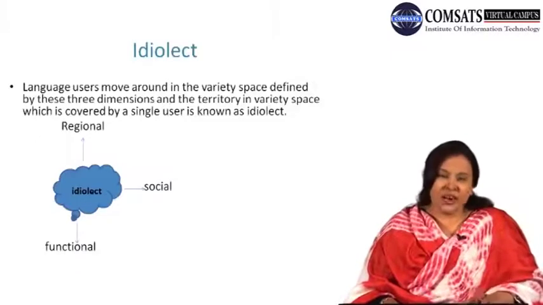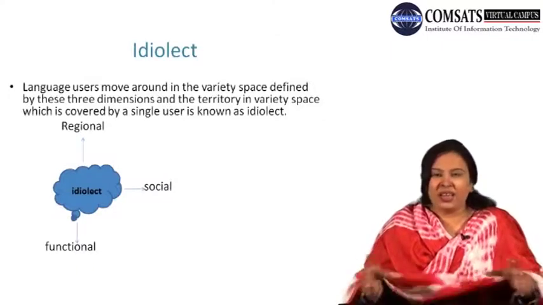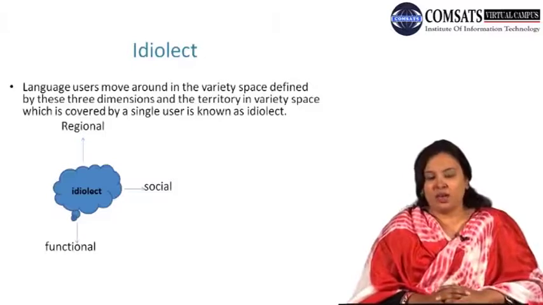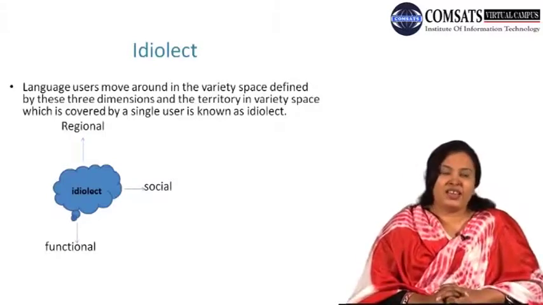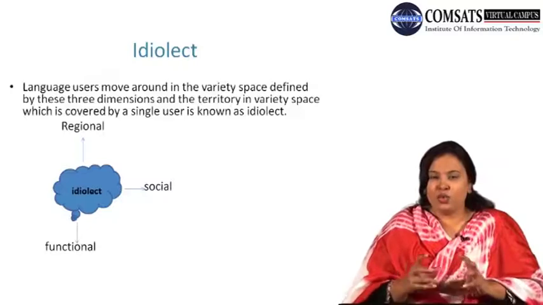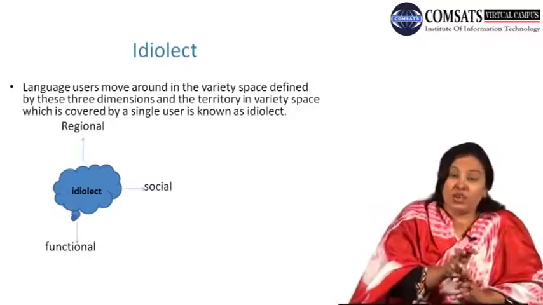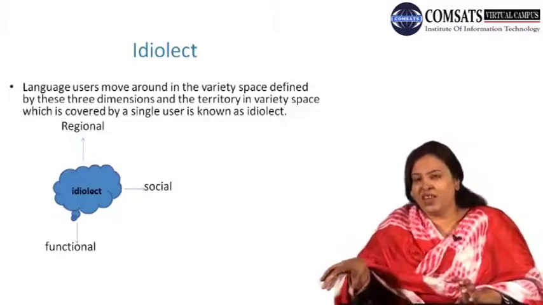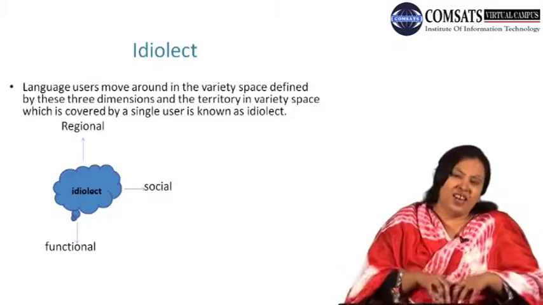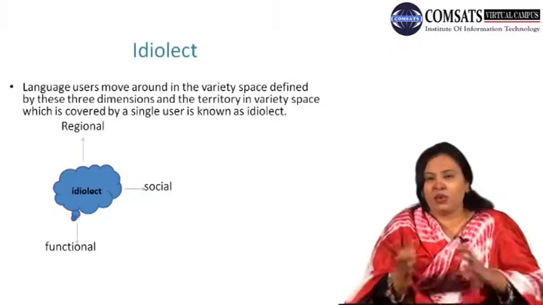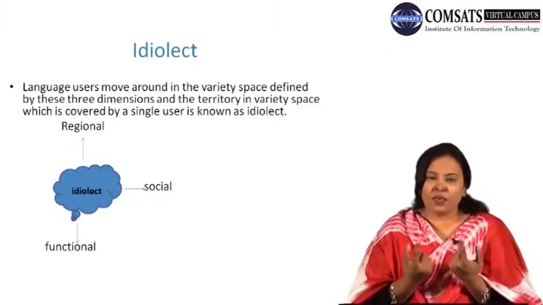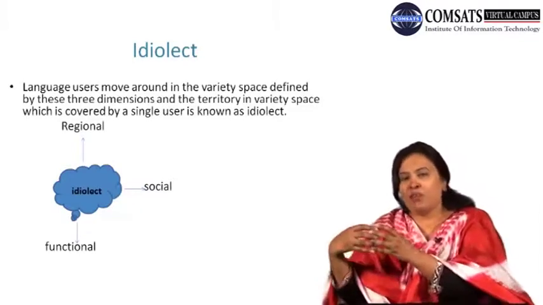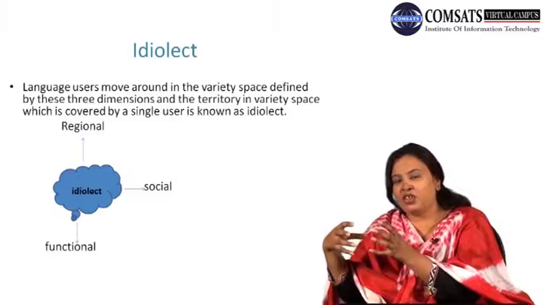That was all about the varieties in language, and then on the basis of these varieties, we can define idiolect. What is an idiolect? Actually, it is said that language users do not belong to one category of geographical variation, one category of social variation, or one category of functional variation. They are moving here and there. According to the function I need to perform, I will change my language. According to the social class, I would have particular features in my language.